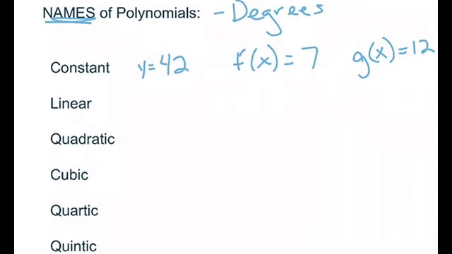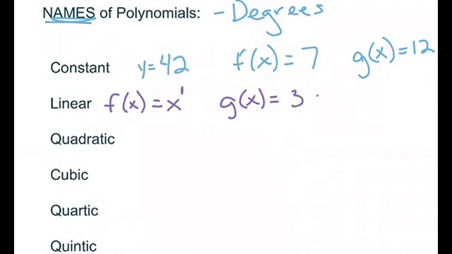Well, you guys know what a linear function looks like. F of x equals x is a linear function because it has a degree of 1. G of x equals 3x plus 7. This is linear because it has a degree of 1. That's the biggest exponent. So that's not new to you. You know when you look at a function whether it's linear or not.